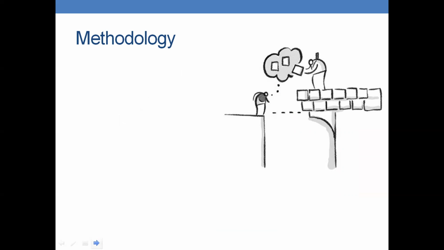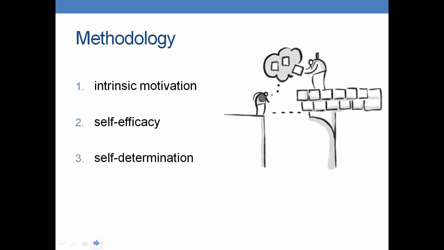So in our paper, we use 3 motivation components. First one was intrinsic motivation, and intrinsic motivation represents inherent satisfaction in learning science for its own sake. Then we have self-efficacy. Self-efficacy, students believe that they can achieve well in science. And the third one, self-determination, is the control students believe that they have over science learning.